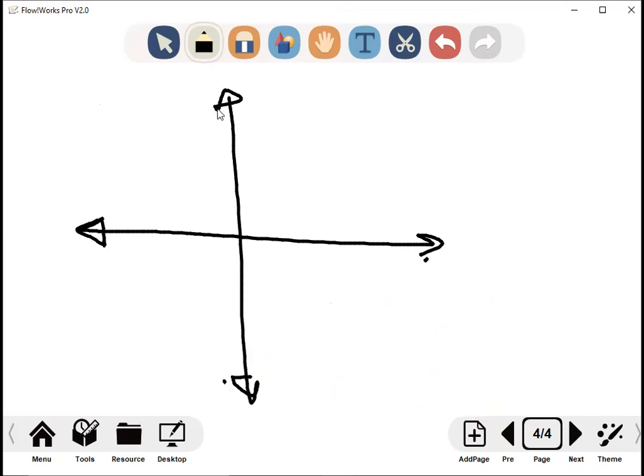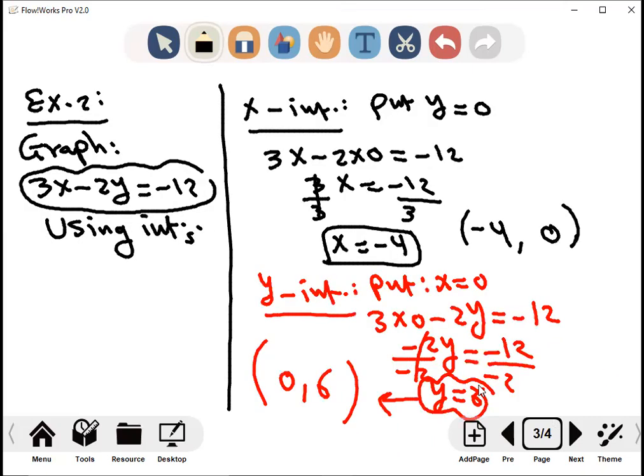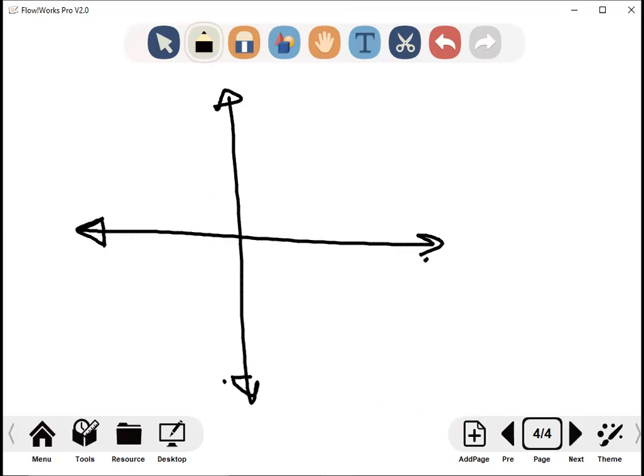Now the x-intercept is what? Negative 4 with 0, right? So here I will go to negative 4. Let's see. Negative 4 and 0. Where is this point? Here, negative 4 and 0. So it's on the same axis, right? So this is negative 4 and 0.